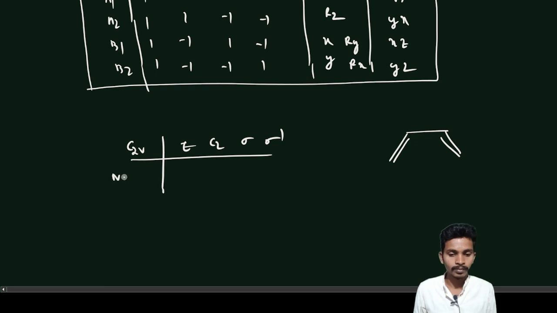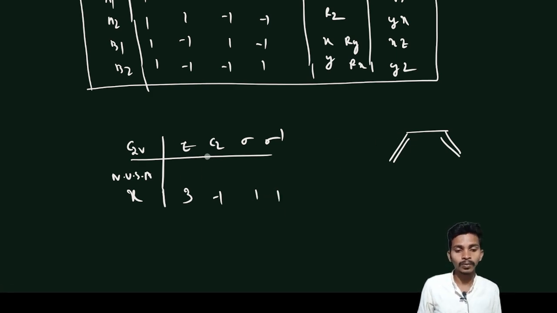First, the number of unshifted atoms. After that we will calculate the character. So the character, you know, is 3, -1, 1, 1. Now we will find the number of unshifted atoms by applying these symmetry operations. If I apply E, then nothing will change, so all atoms remain in their own positions. The number of unshifted atoms is the whole set of atoms, because no atom will change when E is applied.